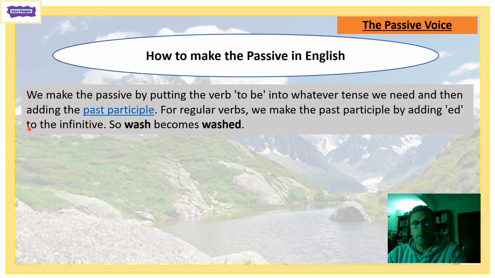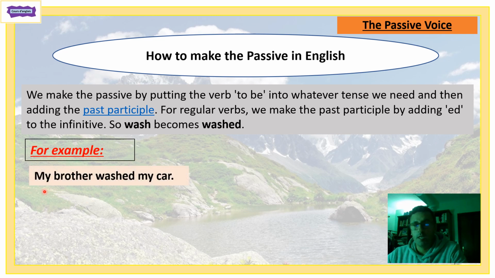Nous formons ou bien nous créons le passif en mettant le verbe être au temps dont nous avons besoin. Puis, en ajoutant le participe passé, bien sûr, du verbe. Pour les verbes réguliers, nous formons le participe passé en ajoutant ed à l'infinitif. Ainsi de suite. Par exemple, wash devient washed. Prenons par exemple, for example, my brother washed my car. My brother, mon frère, washed, a lavé my car. Donc, c'est pas la voix passive ici, mais c'est la voix active.